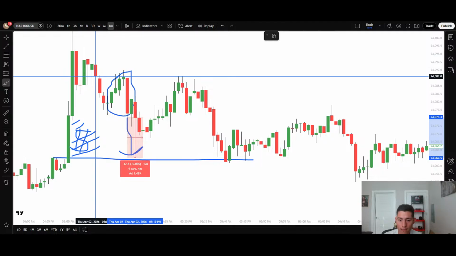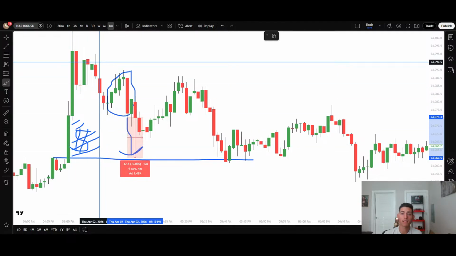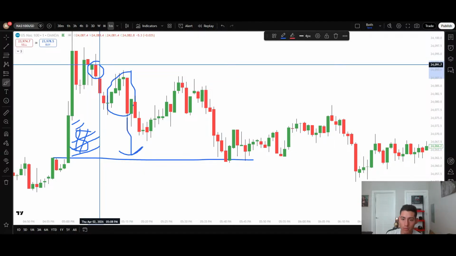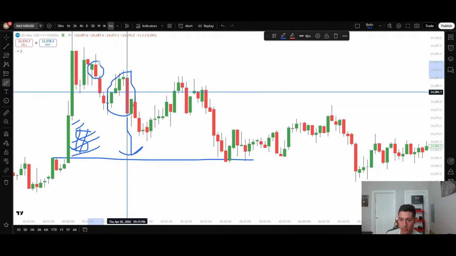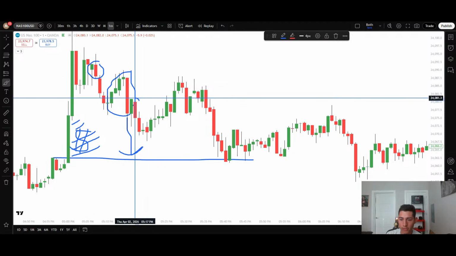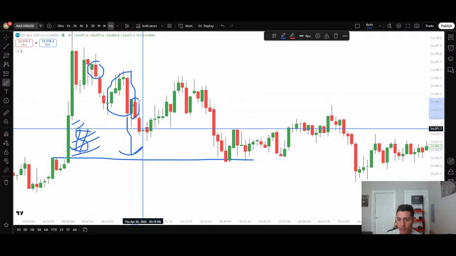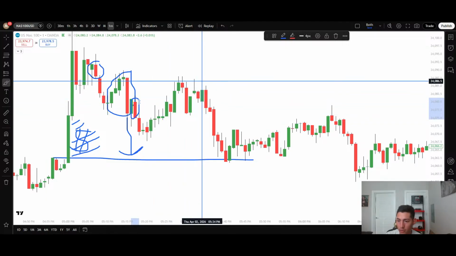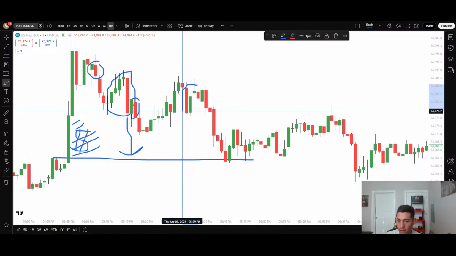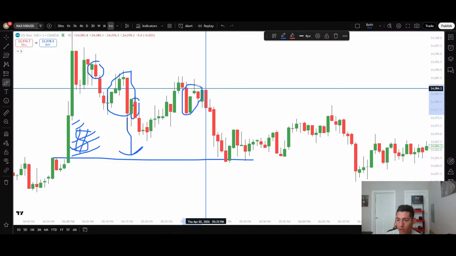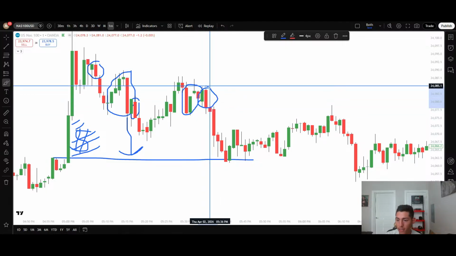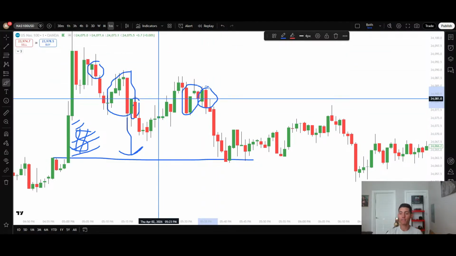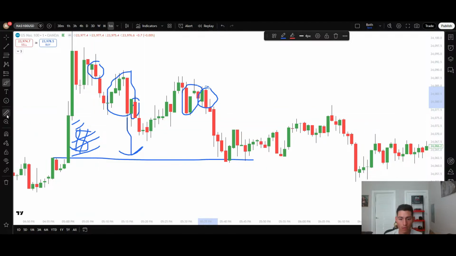Obviously, if you already saw this, me as someone who acts like a machine gun, I would have placed a trade here. That's 1. I would have placed a trade here. That's 2. I would have placed a trade here. That is 3. I would have waited. I would have placed a trade here. That's 4. This one's very risky. I would have placed a trade here. That's 5. I would have had 5 open positions.